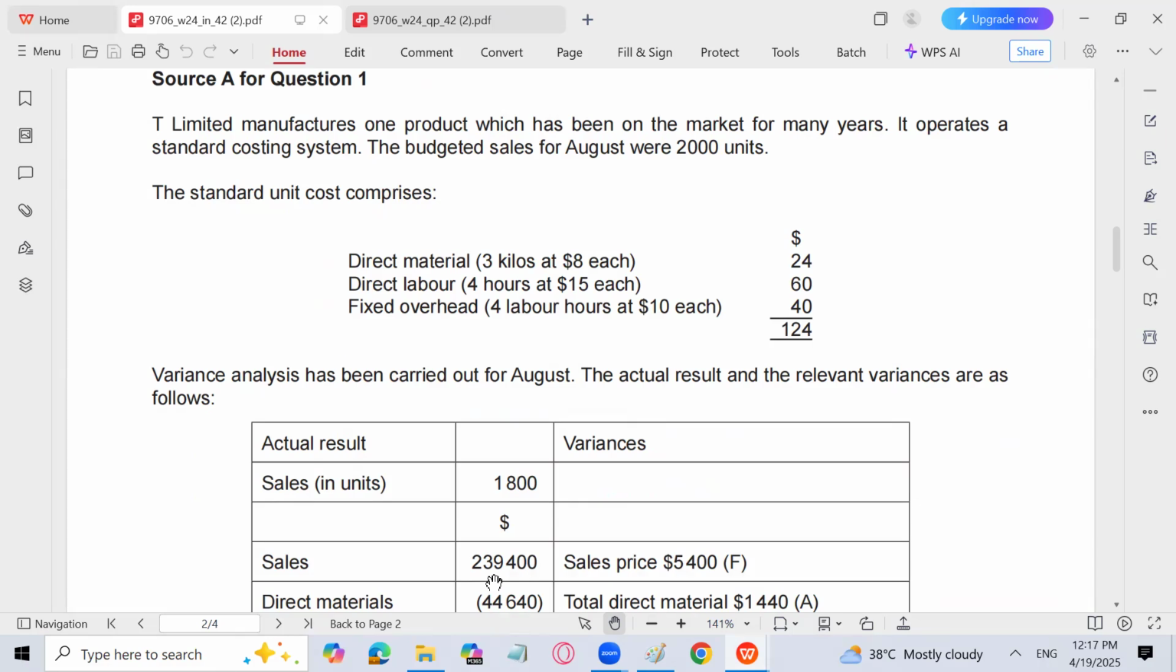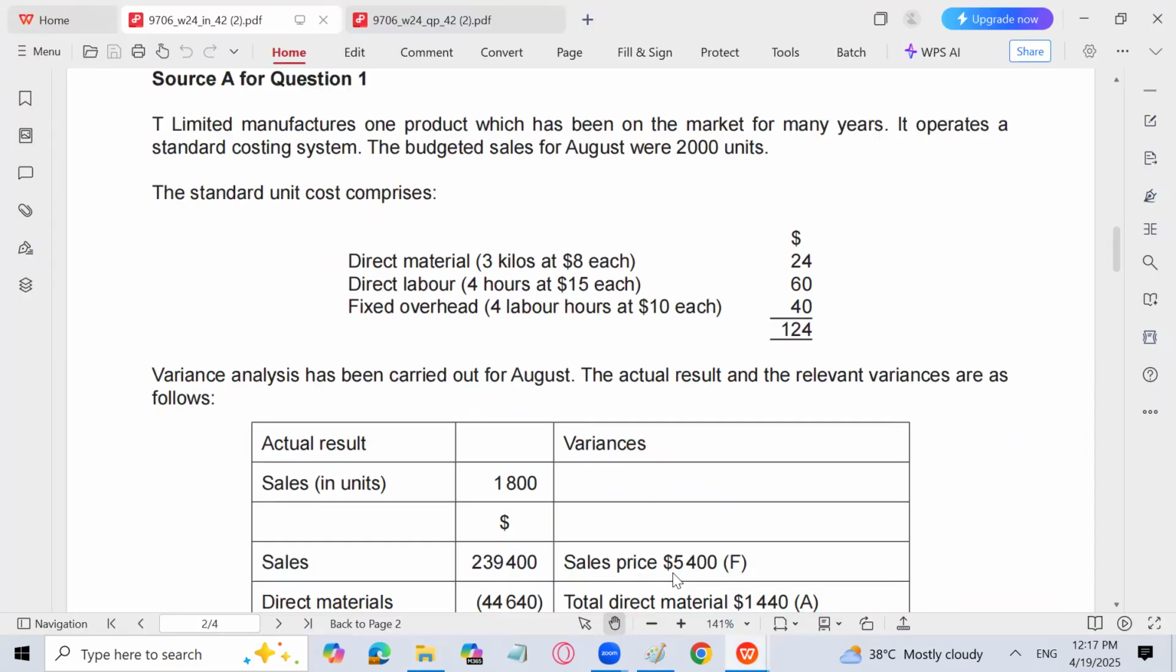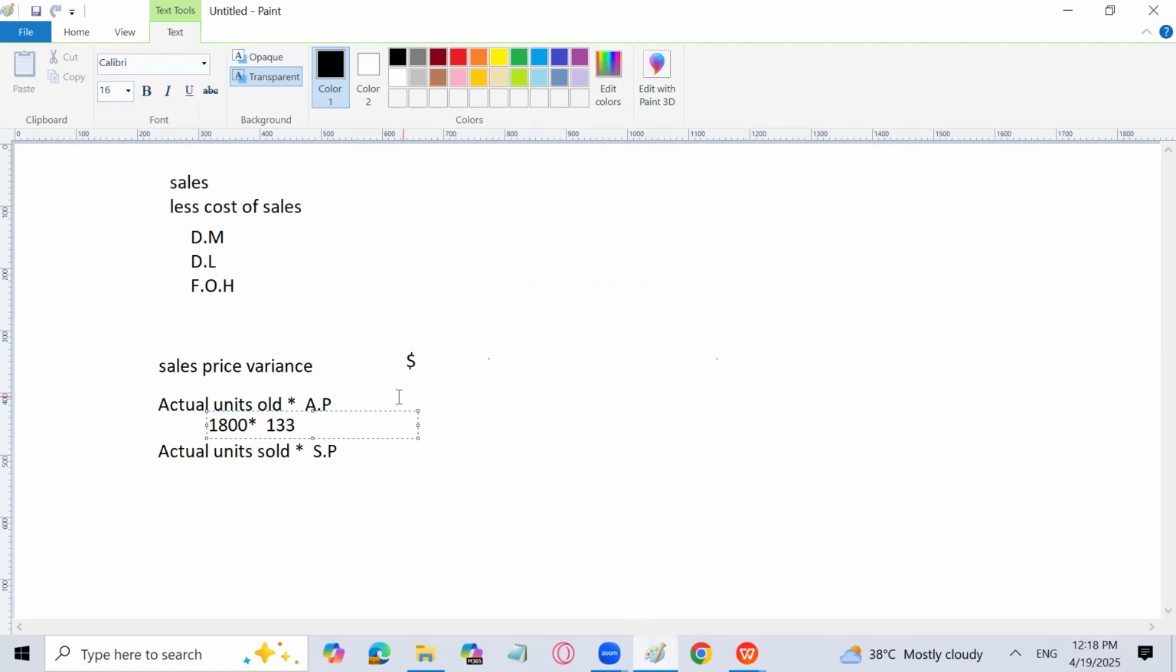So the actual price we can calculate. How, sir? 239,400 is the actual sales. If I divide the actual sales with the actual units, I will get the actual sale price. So let's calculate 239,400 divided by 1800. I will get the actual sale price, that is 133. So let's write the amounts in the formula. 1800 into 133. And we already have the amount of the actual sales, that is 239,400.